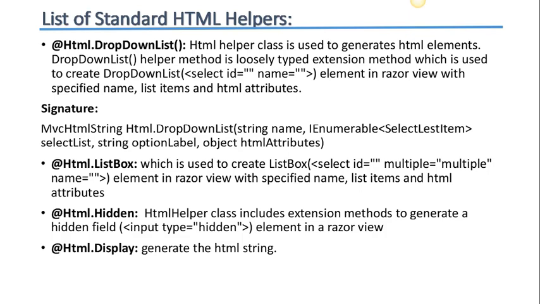So the hidden field extension method is used to generate the hidden field, like the input. It will generate the input type equal to hidden element in a Razor view. If you want to hide some value from the user and maintain some value in the browser without being visible to the user, then we can go with the hidden field standard HTML helper. And display is also the same, like the label. So we are also going to understand how we can use the display HTML helper.